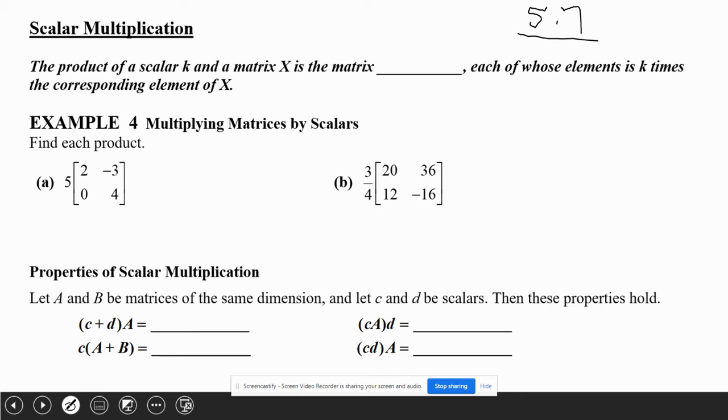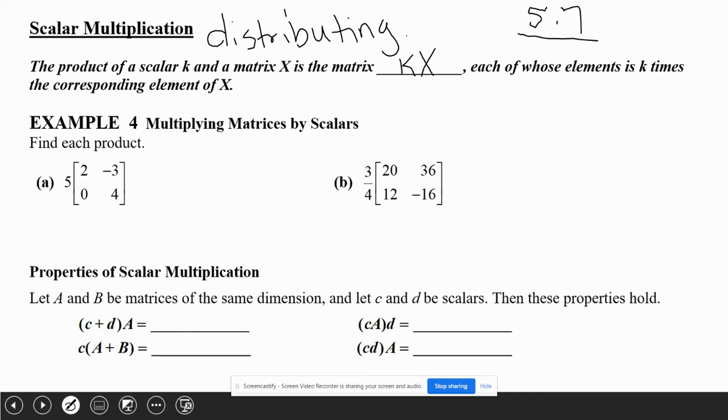Today we're going to talk about scalar multiplication and multiplication. Scalar multiplication is basically like distributing. So when you multiply some value k times a matrix, then the answer is k times x.